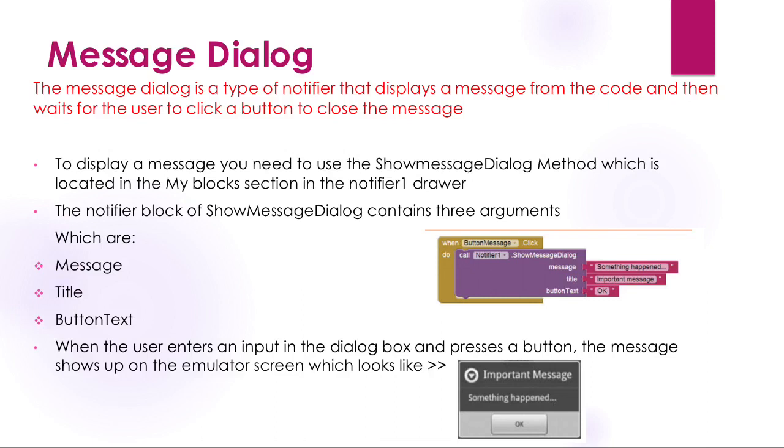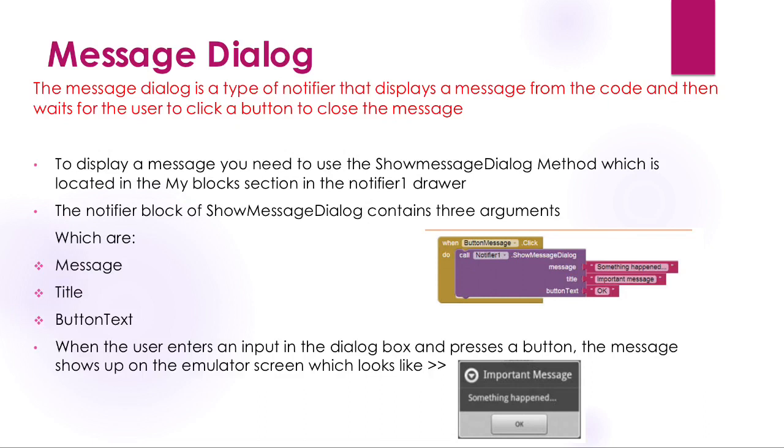This method contains three arguments. The first one is message. This argument contains the text of the message that needs to be displayed, and this is shown in the image on the right, where in the message socket it says "something happened", but instead of that you can write anything you would like. The next argument is the title.